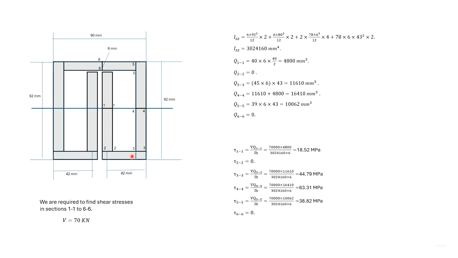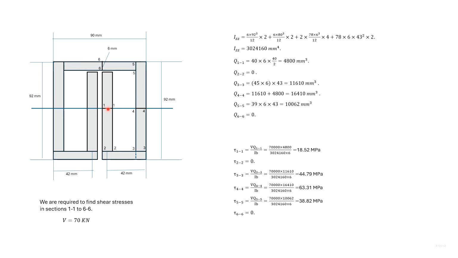As in the previous problem, here we have been given a cross section with dimensions. The shear force acting is known. We are required to find out the shear stresses from sections 1-1 to section 6-6. To start with, we find out the moment of inertia of this whole cross section. In order to find out the shear stresses, we need Q, or the statical moment of area, for all the 6 sections.